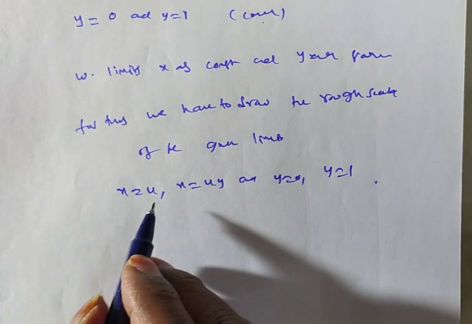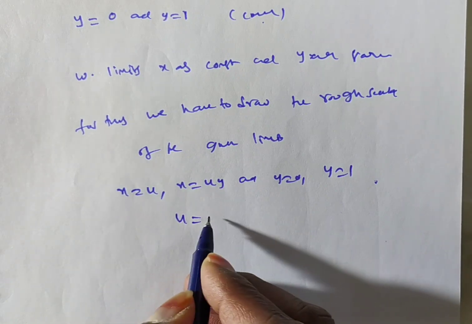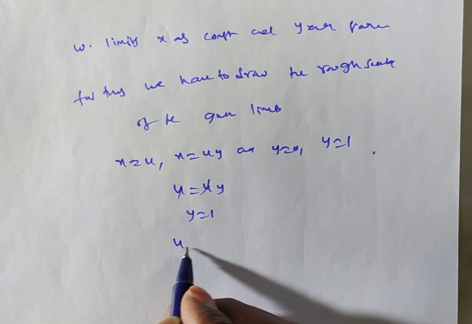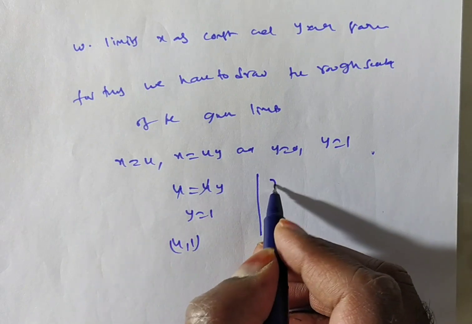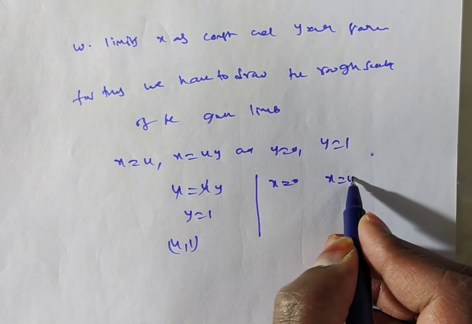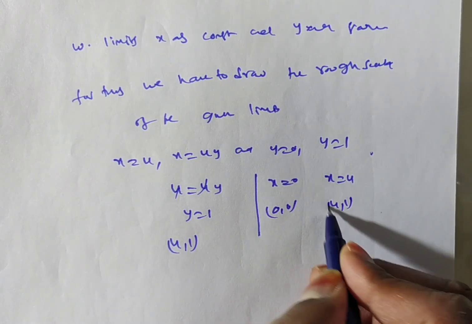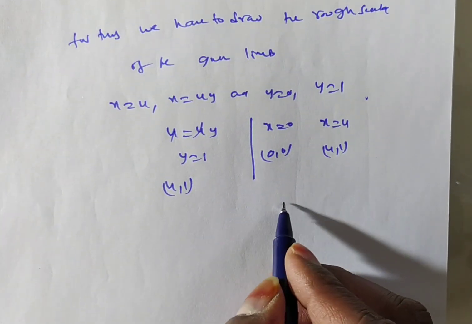Now put x is equal to 4 in this equation. If x is equal to 4, then 4 is equal to 4y, the 4s cancel, so y is equal to 1. So the point is 4 comma 1. If you put y is equal to 0, then x is equal to 0. If you put y is equal to 1, then x is equal to 4. So the points are 0 comma 0 and 4 comma 1. Now draw the rough sketch for this.